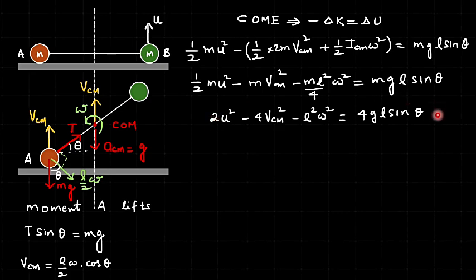We'll use that later. Okay, just this is the rearrangement thing. So here also I have expressed everything in terms of the omega and theta. I've used VCM is equal to L by 2 omega cos theta.